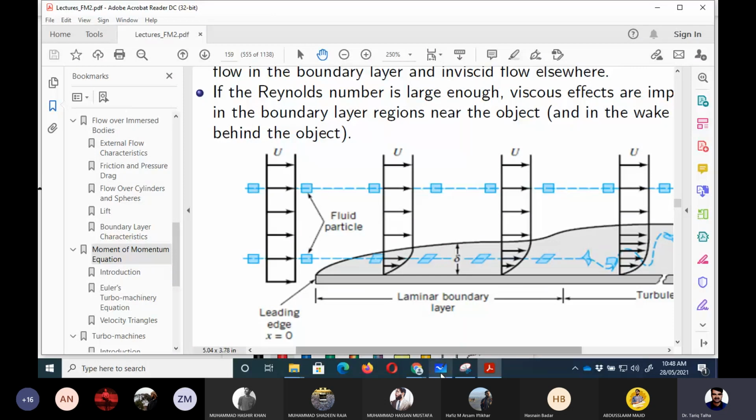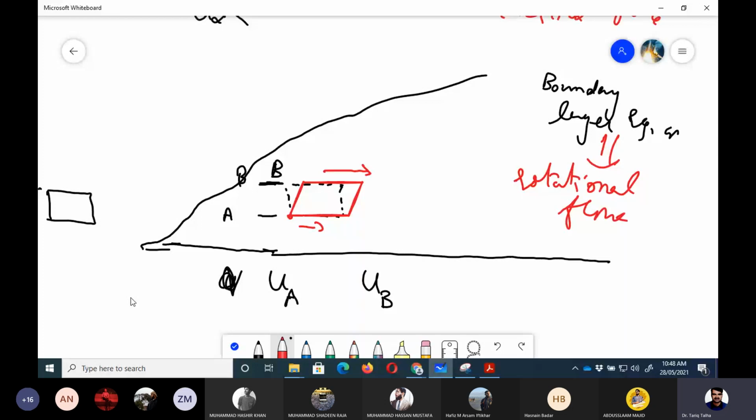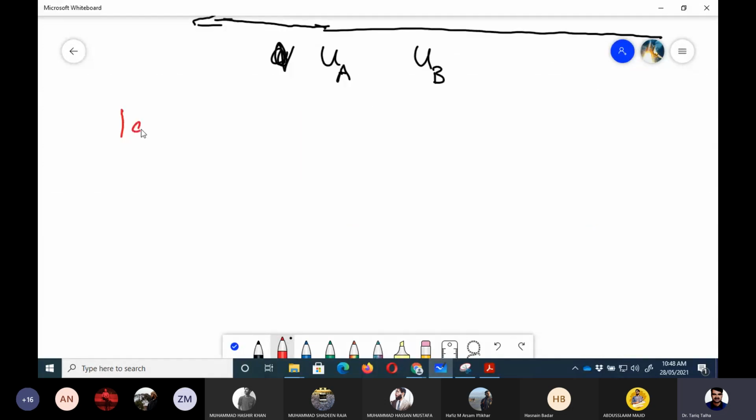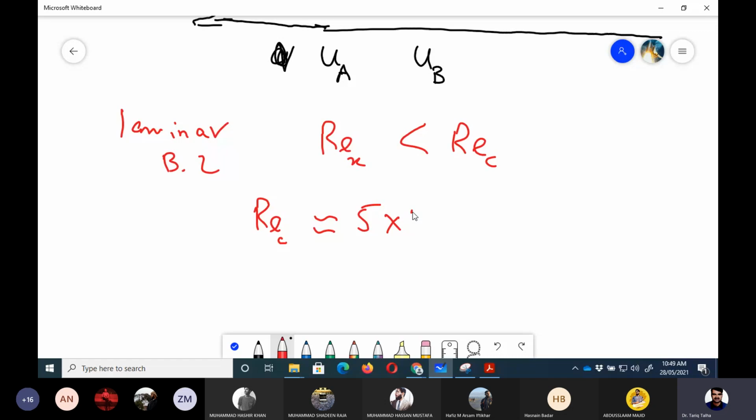So what was the condition for a laminar boundary layer? If you remember, in the beginning of the chapter we discussed that a laminar boundary layer would have Reynolds number less than the critical Reynolds number. We define the critical Reynolds number as 5 into 10 to the power 5 for external flow, or we can also say around 2 lakh or 3 lakh depending upon the surface roughness. But usually we take it as 5 lakh for a flat plate.